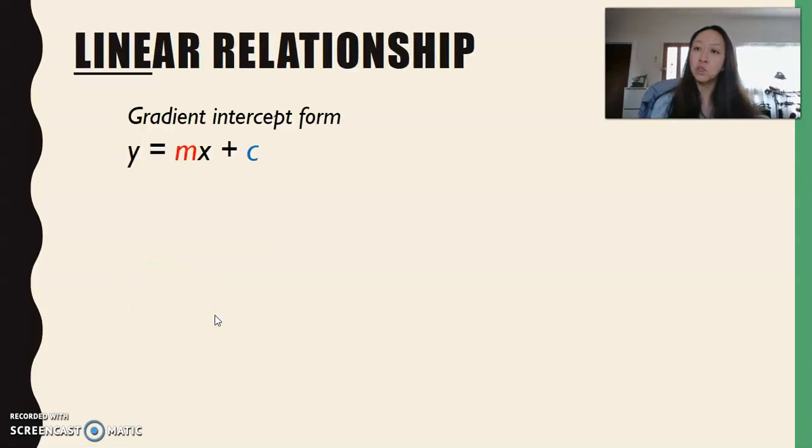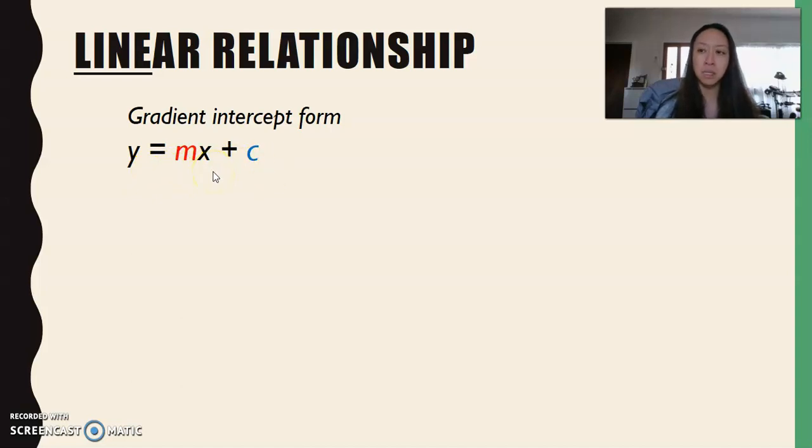So today we are covering linear relationships, and we have to know that the word linear comes from the word line. That would mean that this relationship, when drawn on a Cartesian plane, is going to appear as a line. There are many ways to represent this relationship, and the most common way to write it is in the gradient-intercept form, which is y = mx + c.